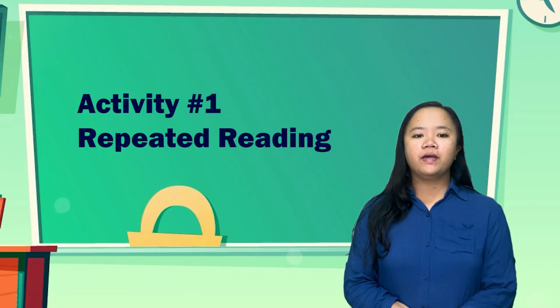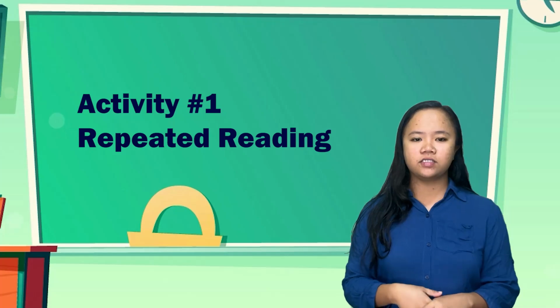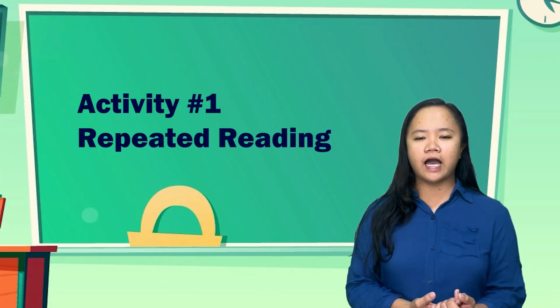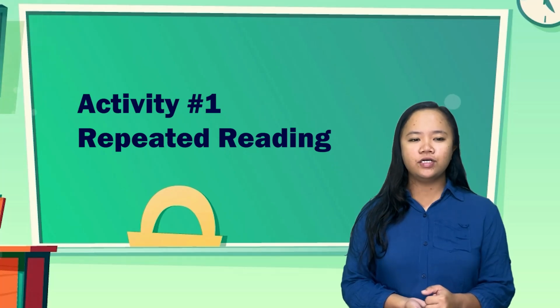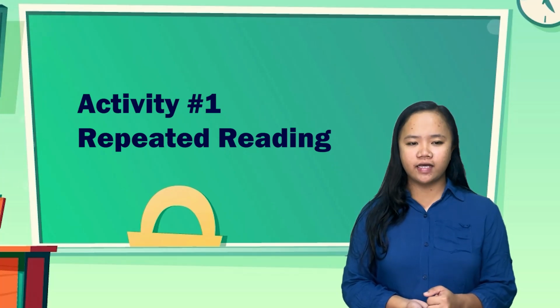Activity 1. Repeated reading involves having students read the same text several times until they achieve fluency. This helps build accuracy, speed, and confidence.